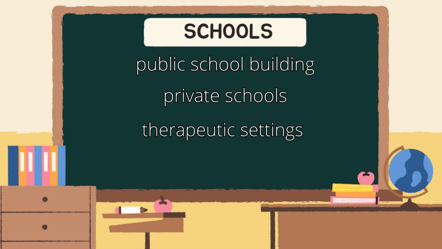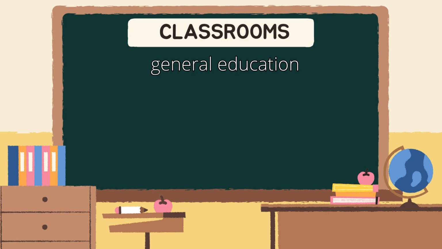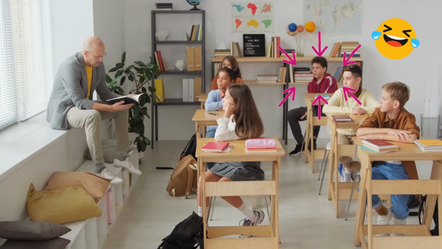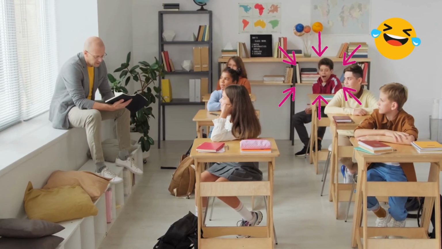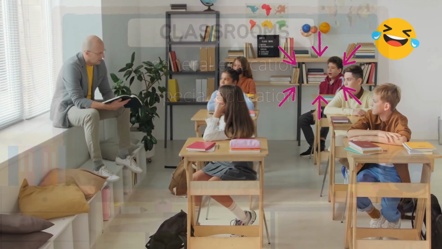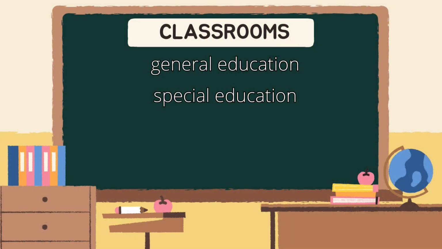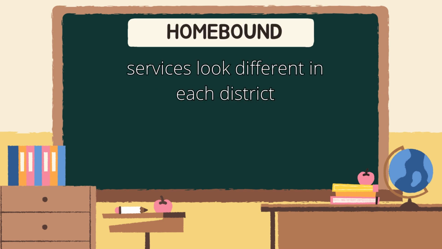You can also have students placed in therapeutic settings, and those students are placed in that setting because the district cannot meet that student's needs because of the severity of the disability. Your students can be in a general education classroom, which is the larger classroom setting with both IEP and non-IEP students. There are also special education classrooms which are more specialized. The class size is much smaller, and all the students have an IEP for different needs. Homebound students cannot be in school for medical reasons, and these OT services will look different in each district as well.